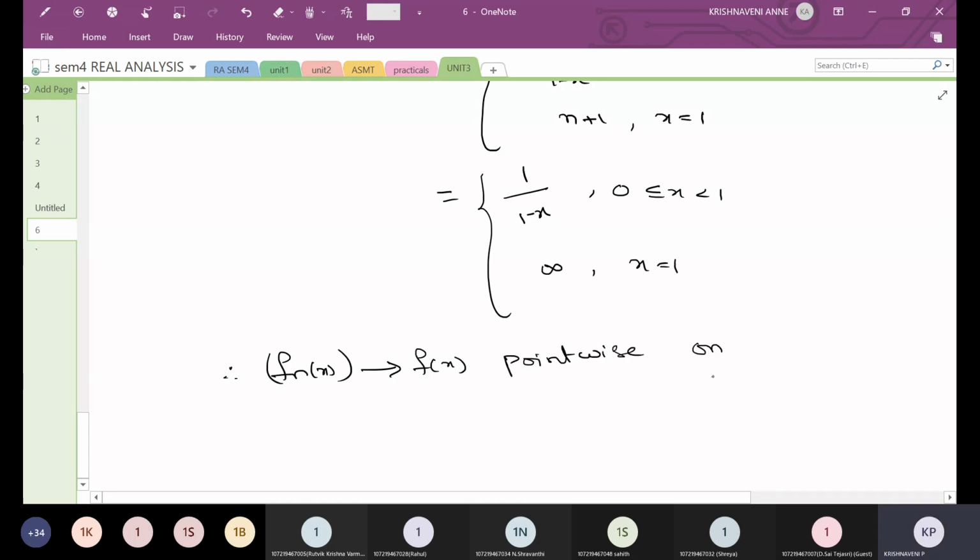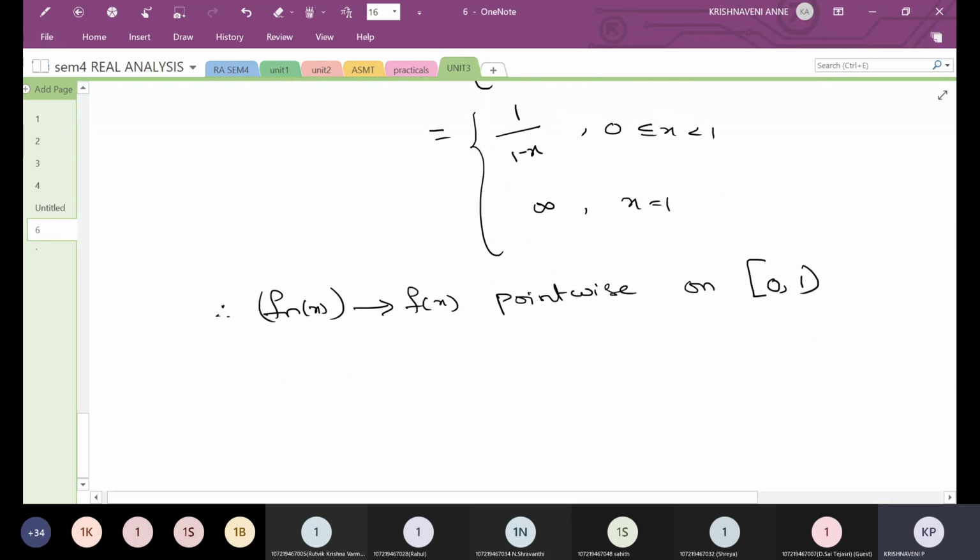Pointwise. On which interval? Can anyone tell me? At which values of x you got the limit here? Actually, the given interval is closed interval 0 to 1. But from 0 less than or equal to x less than 1, we got some constant. But when x equal to 1, is it convergent? No. Then what are we going to write the limit here as? Closed 0, comma open 1. Yes, closed at 0, open at 1. So in this interval, the sequence of function fn of x is pointwise convergent.